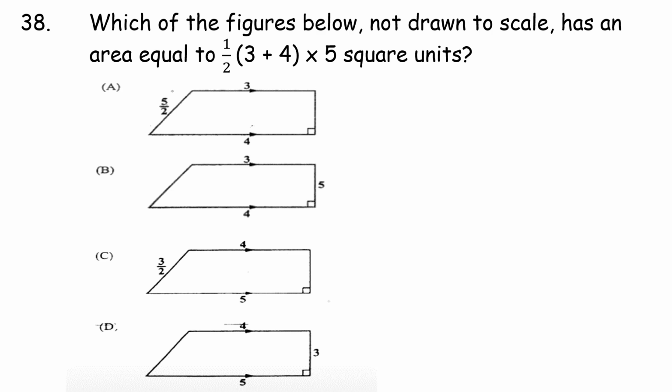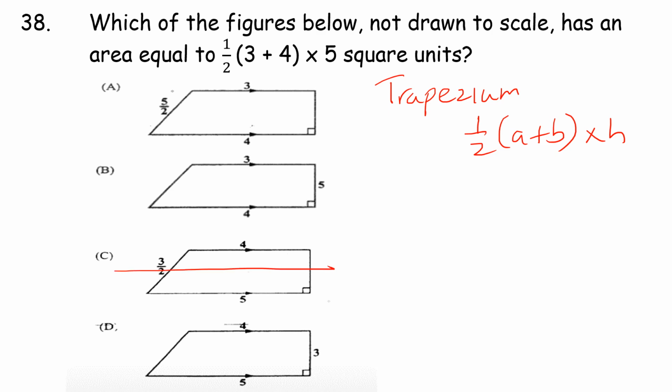Question 38. Which of the figures below, not drawn to scale, has an area equal to half times (3 plus 4) times 5 square units? Now this is a trapezium, and the formula to find the area of a trapezium is half (A plus B) times the height. So if we look at what we have here, that is going to eliminate C. It's going to eliminate A. So it's a choice between B and D. And if we notice, this is our height, and this is our A, and this is our B. This will be incorrect. So the answer is B.